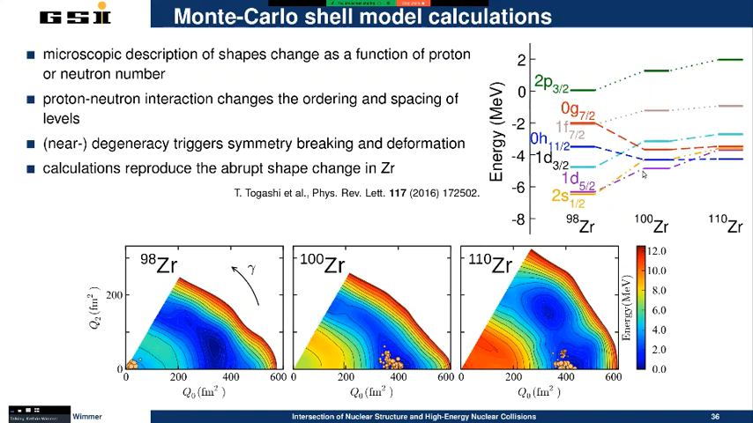Everything can change. So it would be really exciting if something like that could be independently assessed through heavy-ion collisions. So how about colliding zirconium-100?